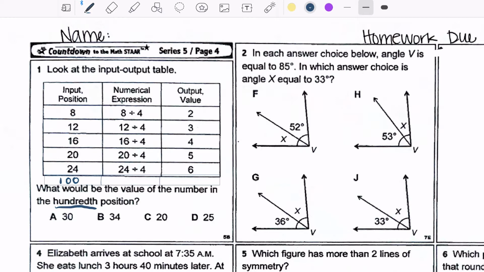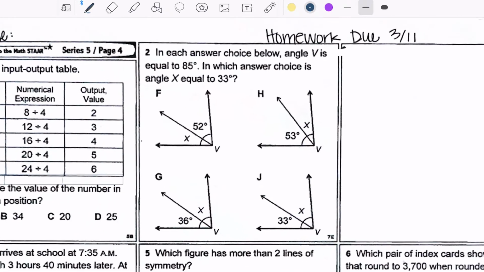Okay. This time I am not going to show you the actual answer. You're going to have to find it yourself. But that is the explanation on how to find the answer for the first question. Let's go ahead and go to the next problem.